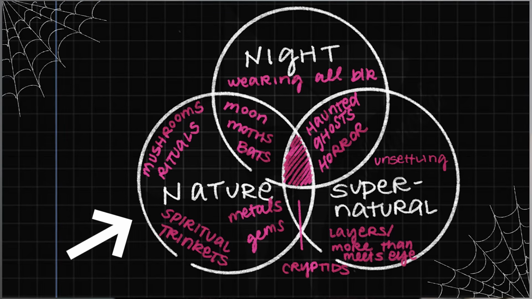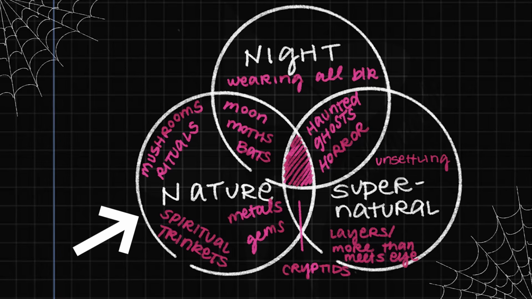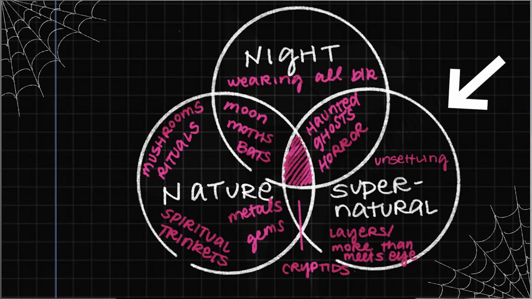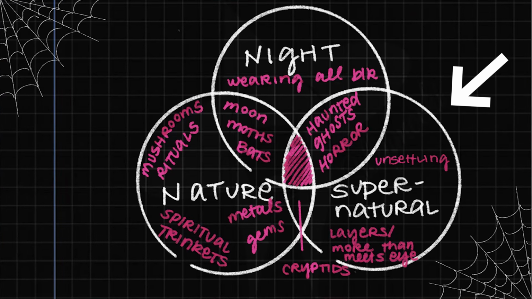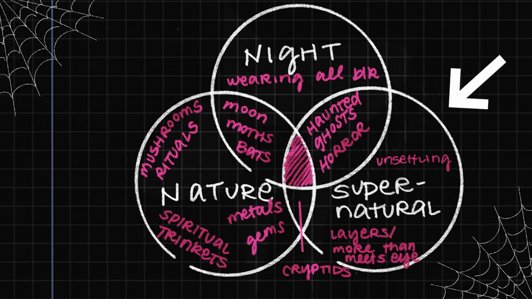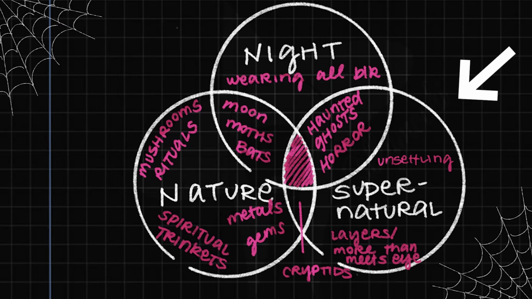And then the second component is nature. So we're thinking in association to earthy metals and gems, spirituality, rituals. And the things that come to my mind when I think about nature is this animalistic and raw feeling, like there's something unrefined and primal about this component. And then the third component is the supernatural. So it relates to images of ghosts, mythical creatures, horror as it crosses over to the night component, and cryptids as it crosses over to the nature component.